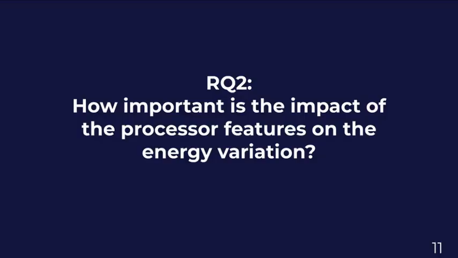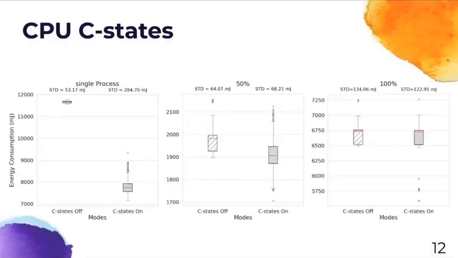The second hypothesis is about investigating the impact of the processor features regarding the energy variations. In this experiment, we tried to disable the C states that provide the CPU with the ability of going across different consumption states, especially when a CPU core is idle.